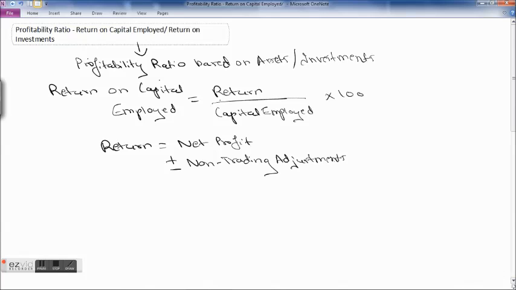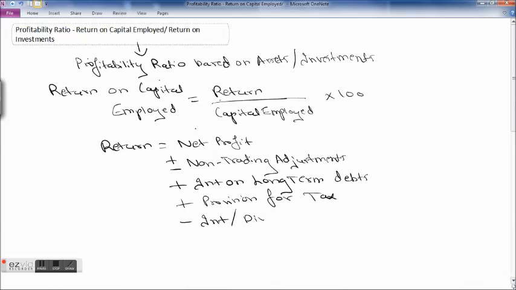Then add interest on long-term debts, then you have to add provision for tax, then less interest or dividend from non-trade investment. So whatever is the interest or dividend that is received from non-trade investment, we have to reduce it, since we have to find out return from the business.